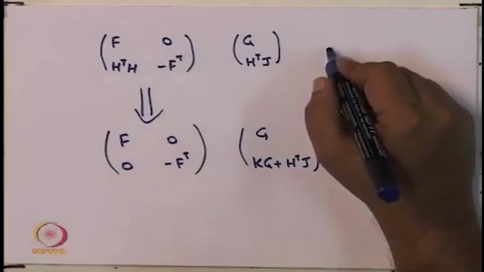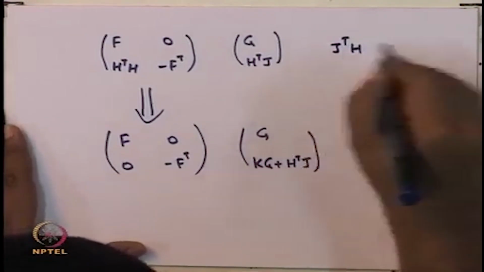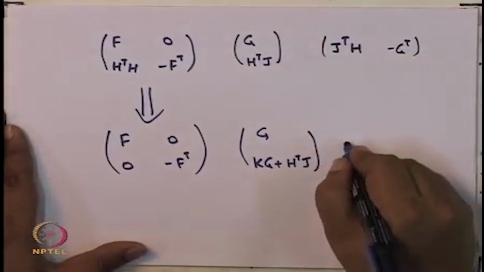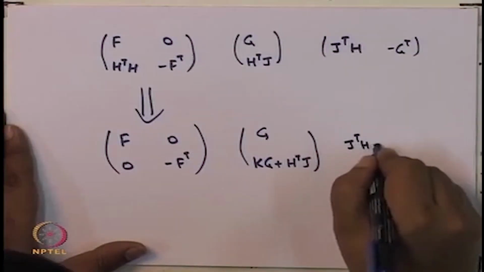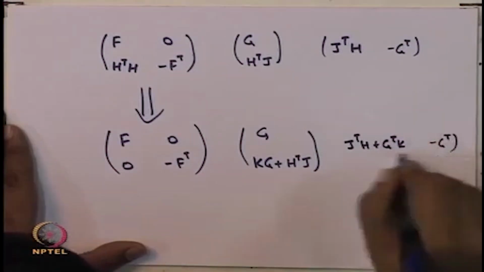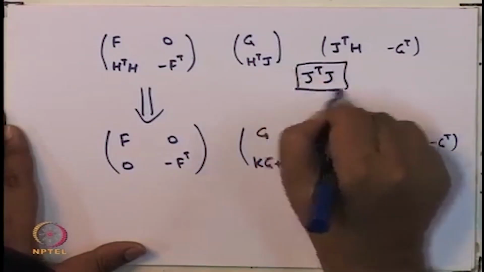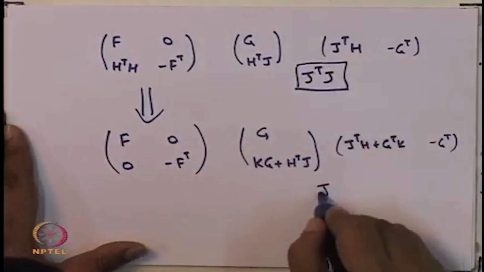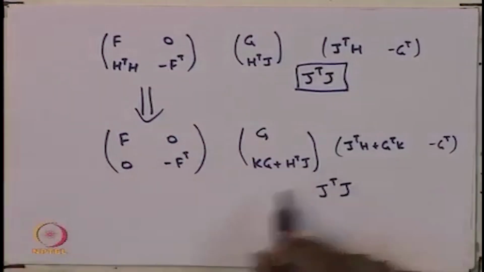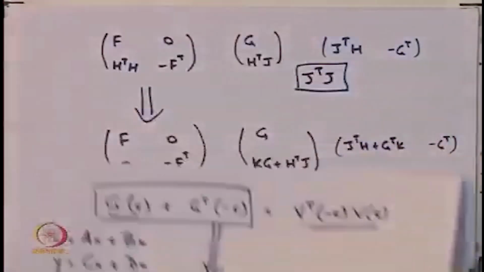Then you have the other matrix being J transpose, the C matrix or the observable matrix to be this, and that will get transformed to J transpose H plus G transpose K, and here you will have minus G transpose will remain as it is, and then the last one, which was J transpose J, the feed through matrix, that will remain J transpose J.